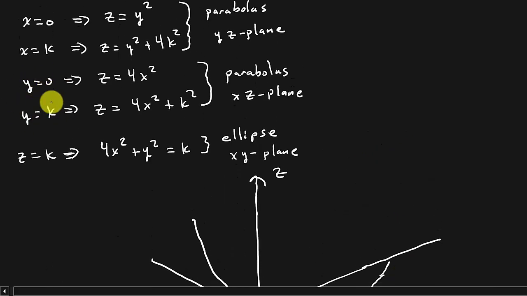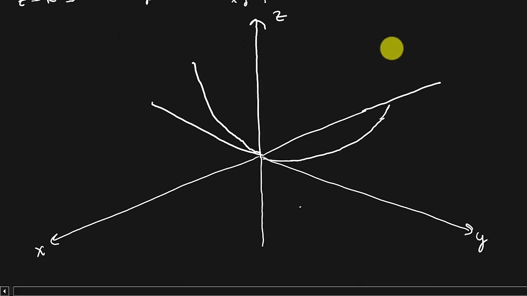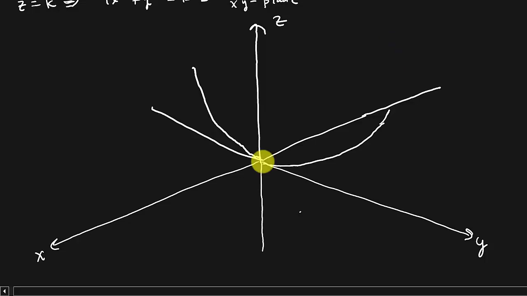When we've got Y equals 0, we've got Z equals 4x squared. We've got a parabola in the XZ plane. So let's draw our trace. That's going to look something like this, and then it's going to come this way, and this is going to be dotted. Okay, so there's that one.